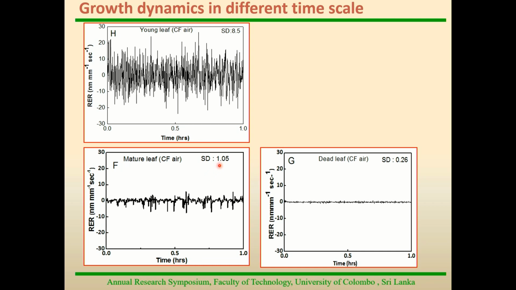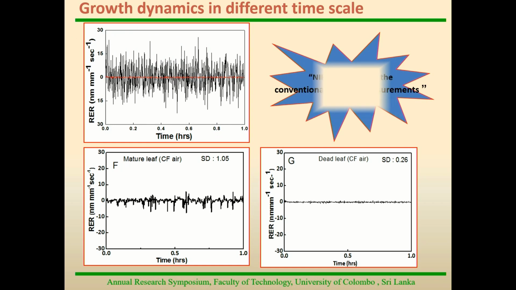So now you can understand that this NIF is different from the conventional growth rate measurements. It is a fluctuation observed in all parts of the leaf, and now we can say it is the intrinsic property of the plant leaf. So it differs from the conventional measurements, and it's the intrinsic property of the plant leaf.